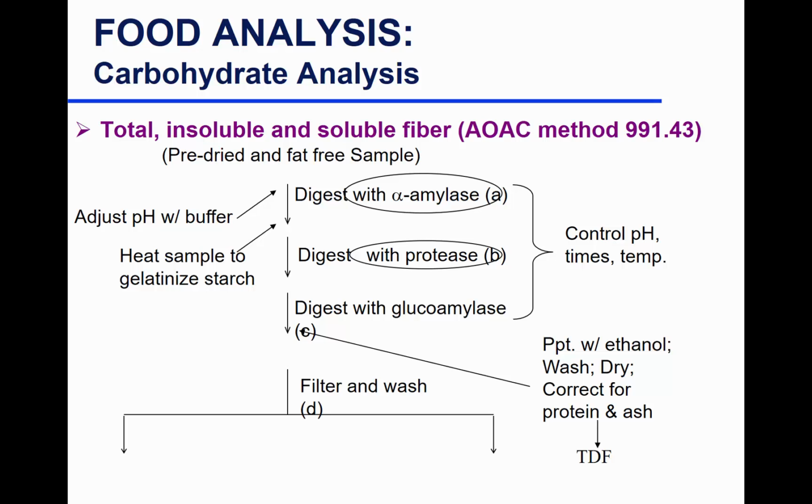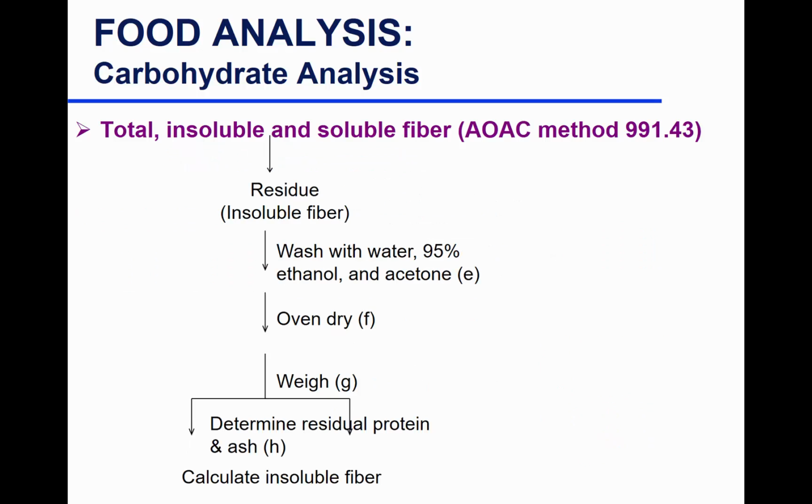However, if you want to determine how much soluble dietary fiber you have versus insoluble dietary fiber, then this step will not be done here. So you won't add ethanol, you will just filter, and when you filter, you're going to get the residue and you're going to get your solubles. Okay, so your residue is your insoluble fiber. So after you hydrolyze with protease and the enzymes, amylase, glucoamylase, you'll end up with a precipitate that is mainly made of insoluble fiber.